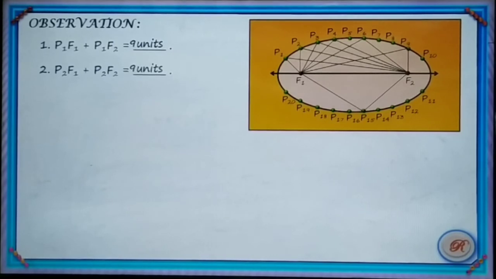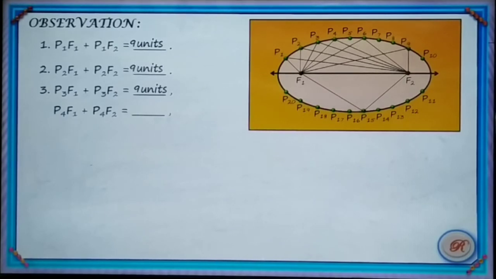Third one. P3F1 plus P3F2 is equal to 9 units. Similarly, P4F1 plus P4F2 is equal to 9 units. P6F1 plus P6F2 is equal to 9 units. And P9F1 plus P9F2 is equal to 9 units.